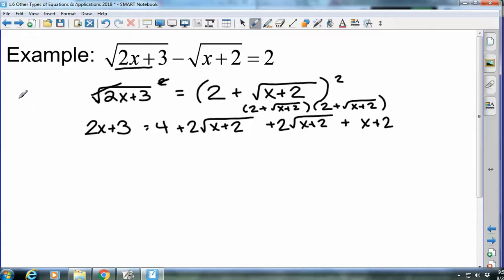Okay. So this looks pretty gross, but it's going to clean up fairly nice. So first thing, if I combine my like terms, I could subtract over my x. So that would just give me an x here. 4 plus 2 give me a 6. 2 radical x plus 2 and 2 radical x plus 2 would be 4 radical x plus 2. We have a radical problem still.